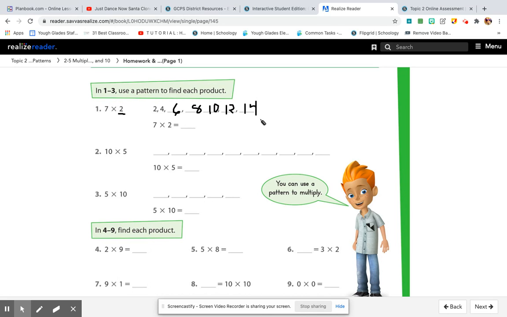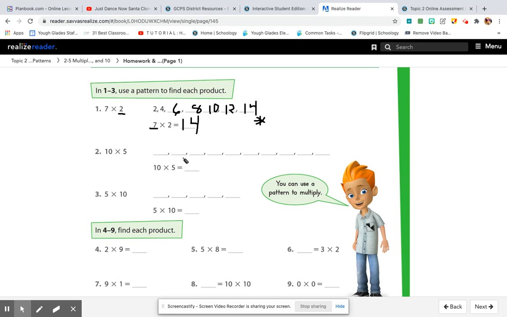So we know that the last number we say in our skip count up to 7 is our answer, 14. We can also check that answer because we know another thing about 2. If we flip-flop this, we have 7 groups of 2 here, but if we flip-flop it, we would have 2 groups of 7. So that means we could double 7 and we will get our answer. If you double 7, you would notice that you get 14.